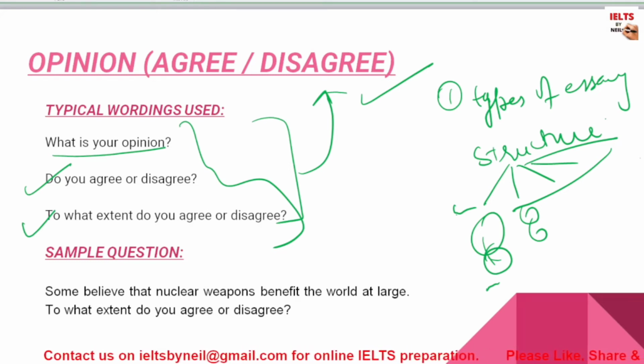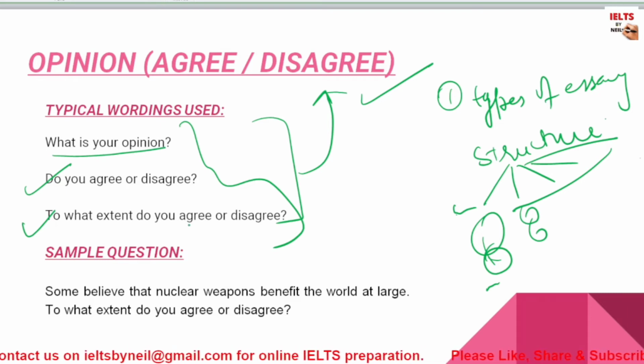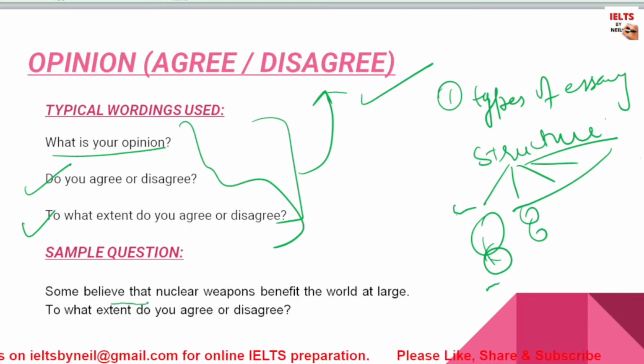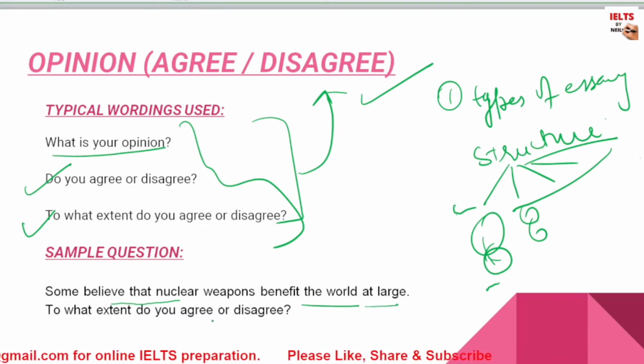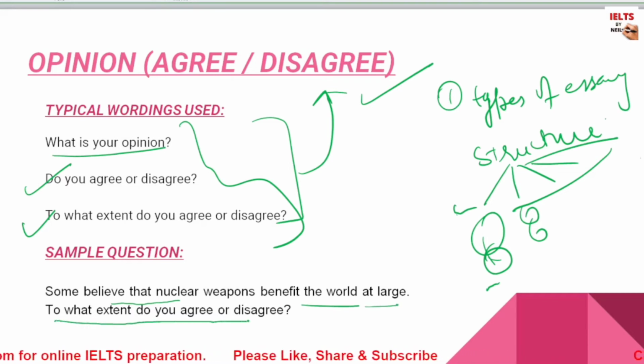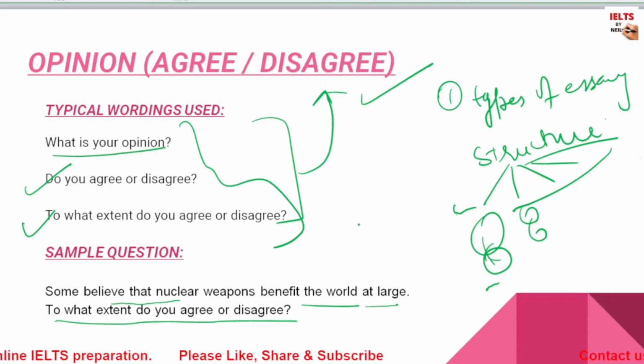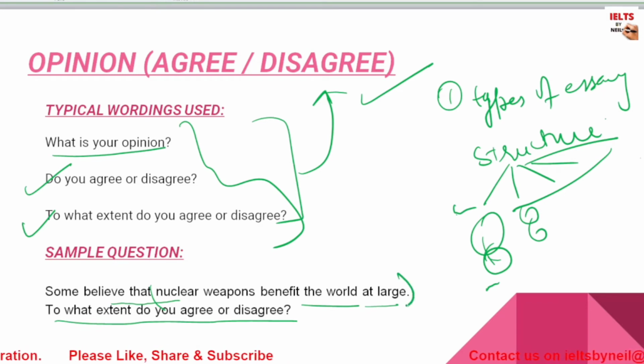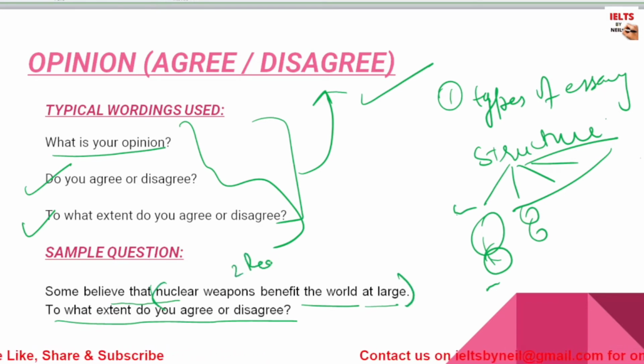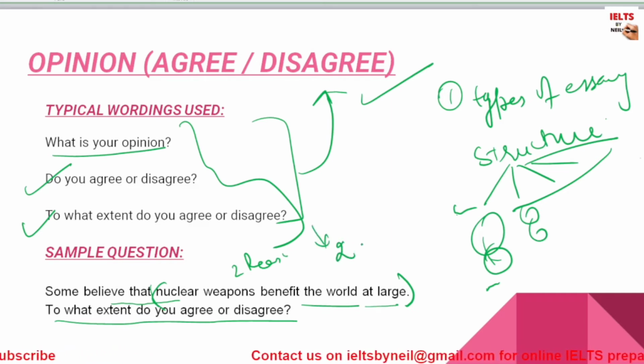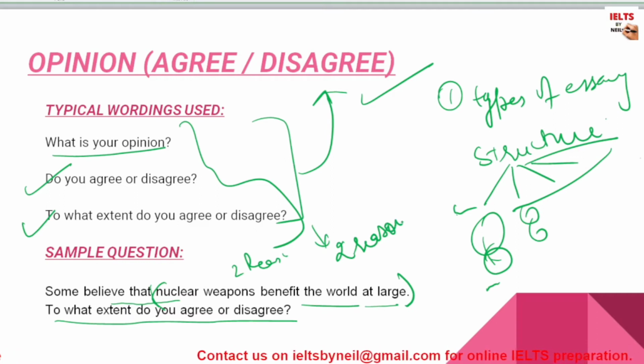Let's have a look at the sample question in this. Some people believe that nuclear weapons benefit the world at large. To what extent do you agree or disagree? So what is the statement here? Statement is this: nuclear weapons benefit the world at large. So if you agree with this statement, we have to give 2 reasons. If you disagree with the statement, we have to give 2 reasons, again, to disagree.